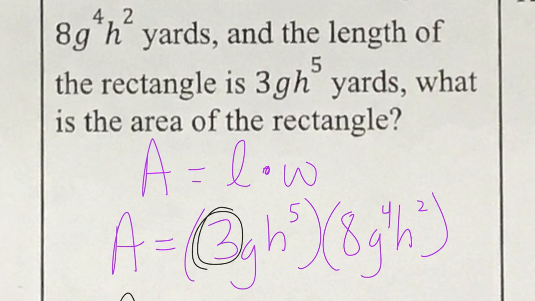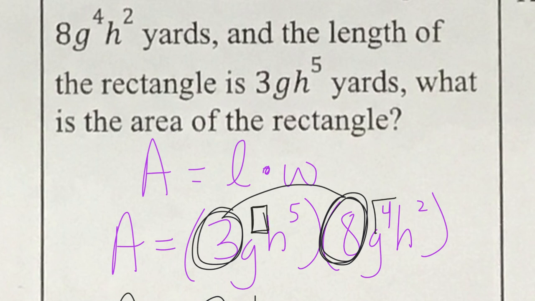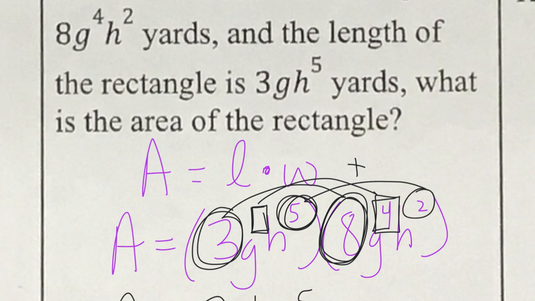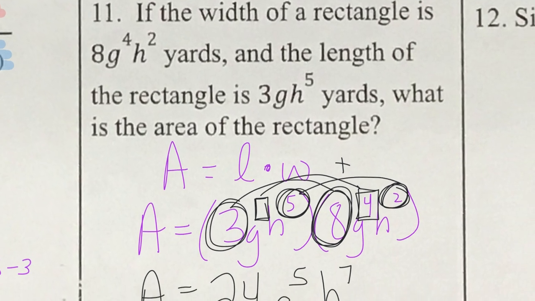Okay, so we have 3 times 8. Your numbers multiply to each other. 3 times 8 is 24. Here I have g to the 1st and g to the 4th. So 1 plus 4 is 5. And I have h to the 5th and h squared. So we add them together. H to the 5 plus 2 is h to the 7th.